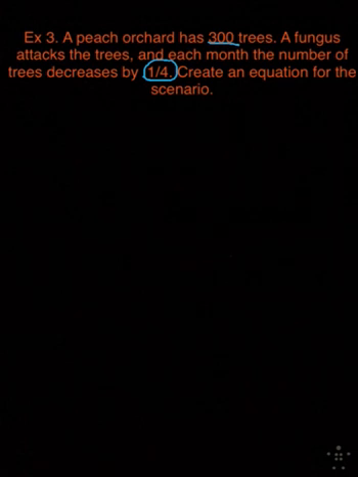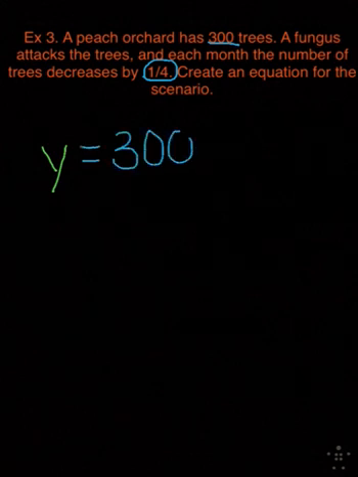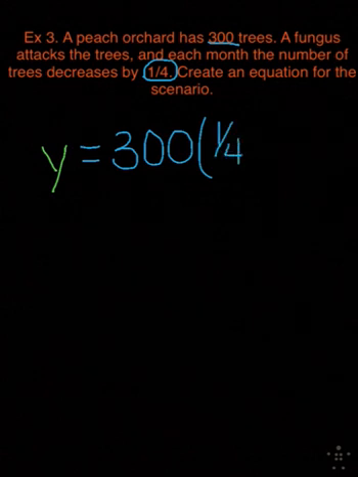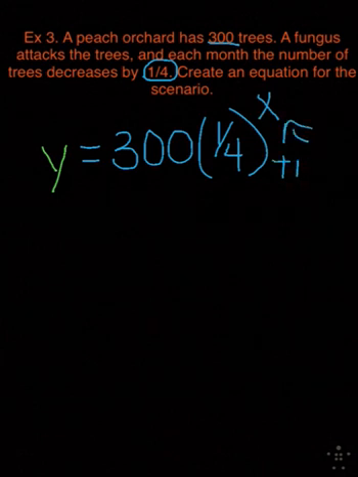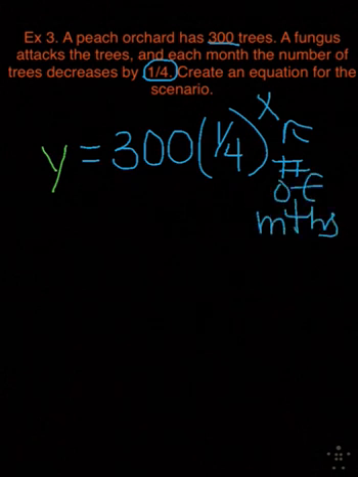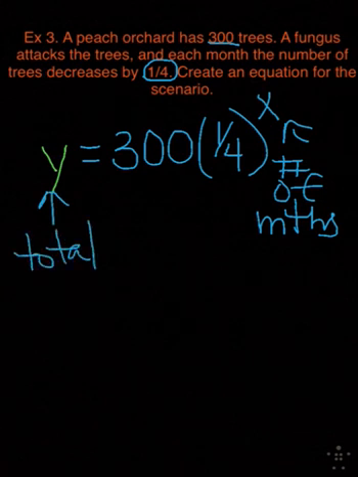So we know it's going to be y equals our starting amount is 300. It's decreasing by 1/4. The number is decreasing by 1/4 each month. And our exponent is x. Okay, so remember, this is the number of months. And this is the total amount of trees, all right? So, as long as you can create the model from the scenario, remember it's the starting point and the rate that is very, very important, all right?